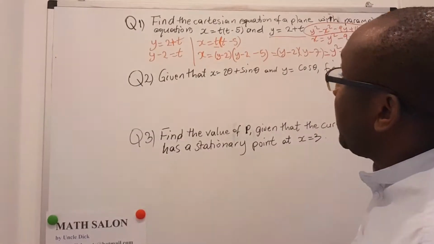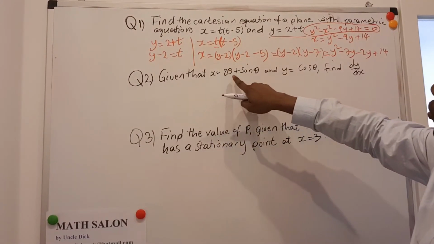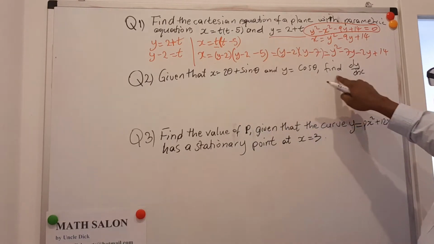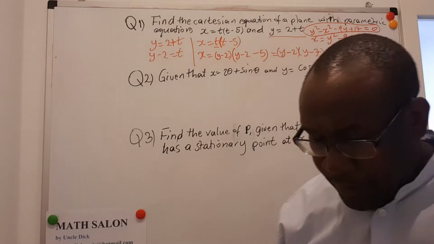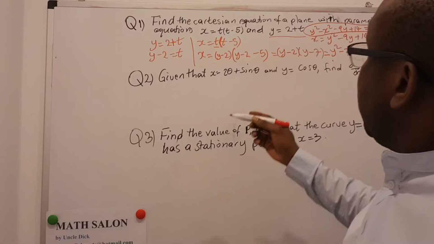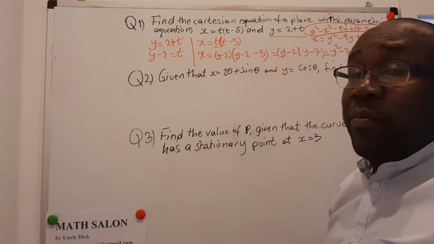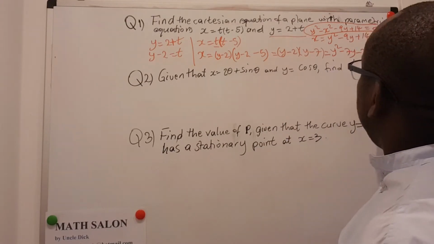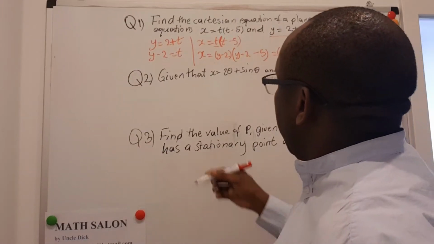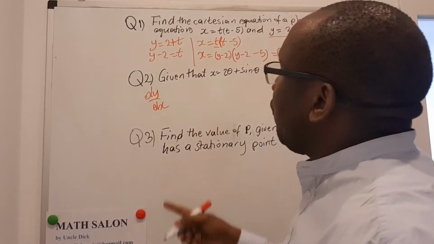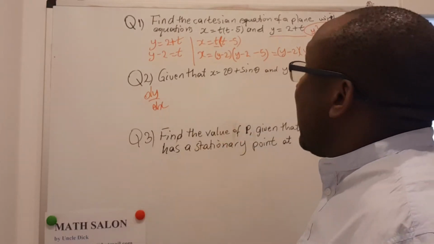The second question is, given that x is equal to 2 theta plus sine theta and y is equal to cos theta, find dy dx. Once again, notice that our x and y are split apart by a different parameter. This time it is theta, and we are asked to look for the gradient or dy dx. Normally, our dy dx would have been simple if we had a function that was in terms of x and y, but this is not the case.